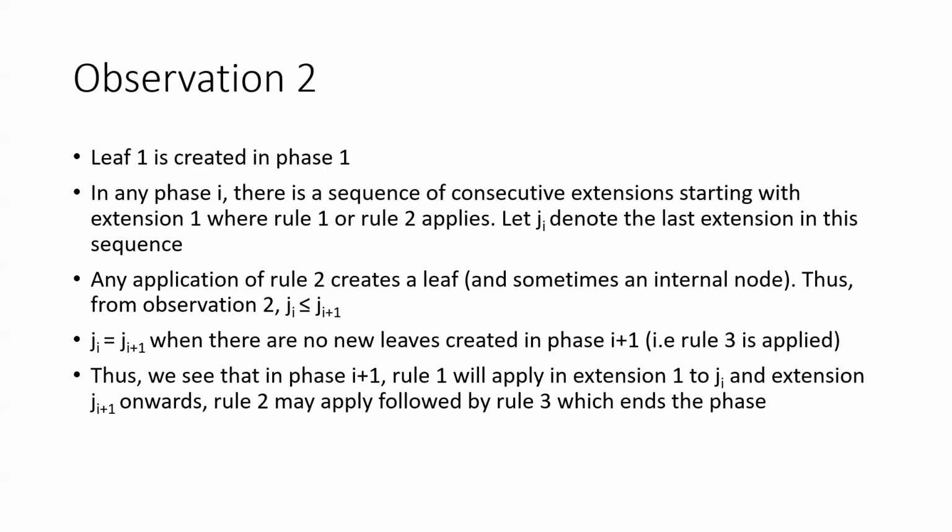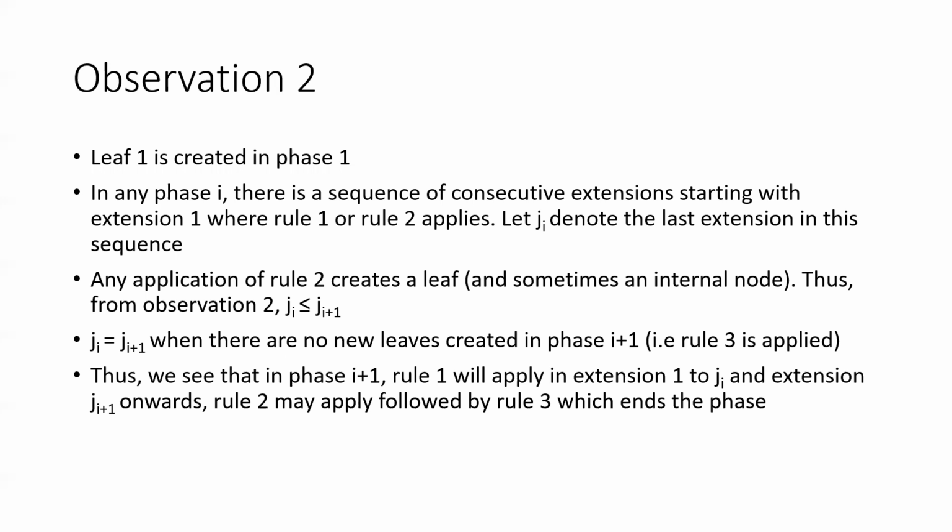So kind of going through somewhat of an example. Leaf 1 is created in phase 1, right? And then in any subsequent phase, there's a bunch of extensions that happen, where either rule 1 or rule 2 applies, right? So we let j sub i denote the last extension in this sequence, the last extension where rule 1 or rule 2 was applied.